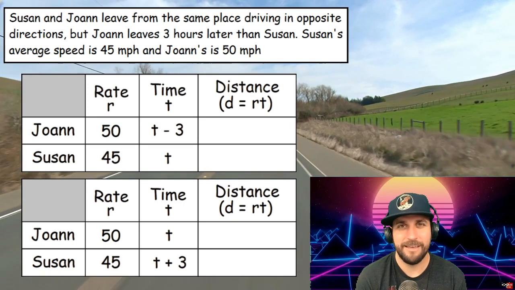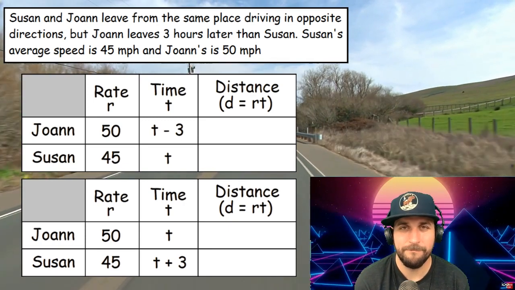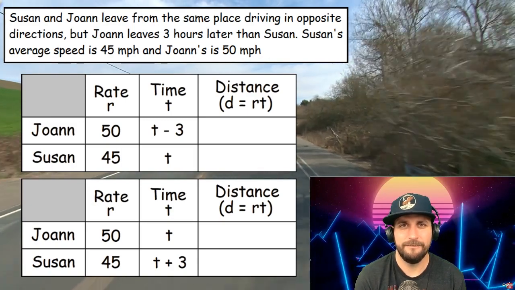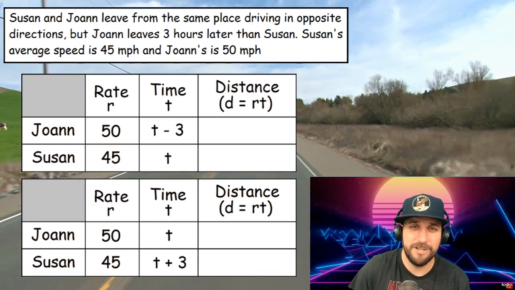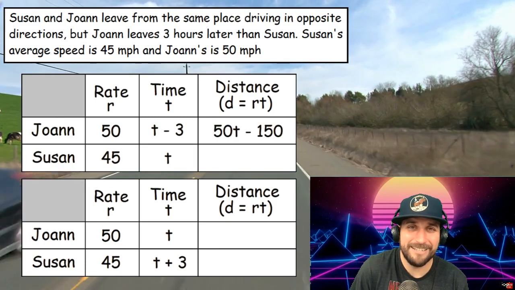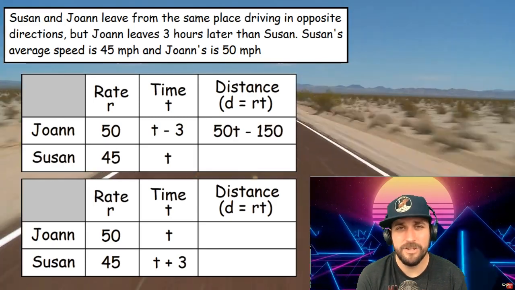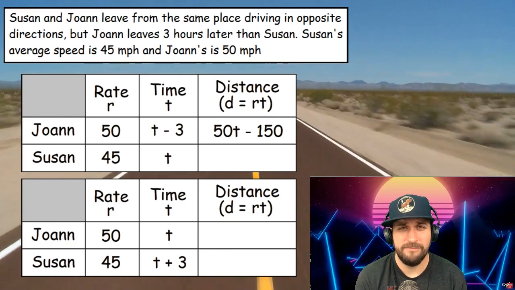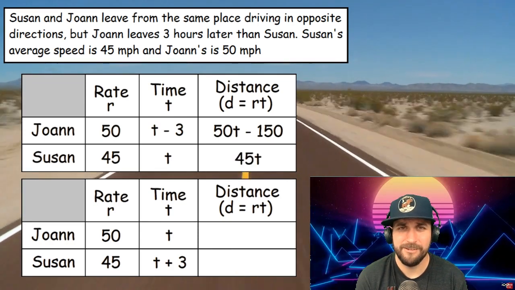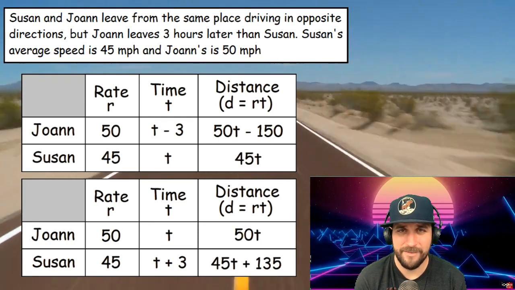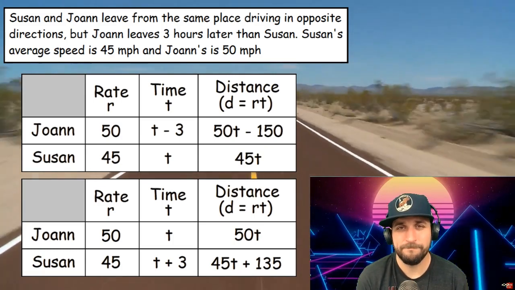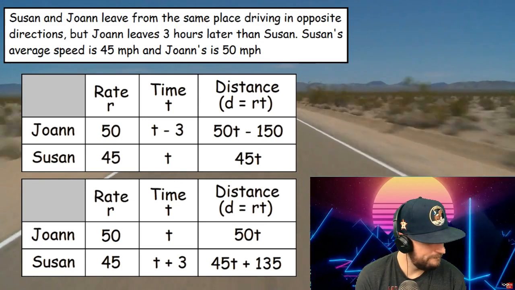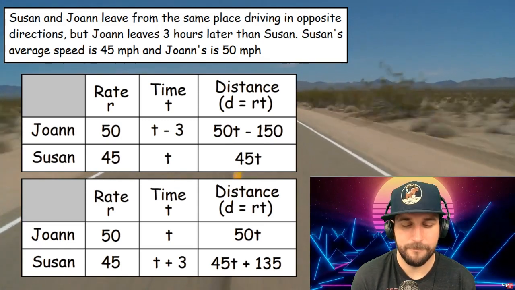So either way you want to think about it, I'll leave both tables up. So distance: 50 times x minus 3 for Joanne, so she went 50x minus 150. And Susan would have been 45x. And then the other table would have looked like that if you did it that way. So either table could be used to solve a problem. Okay. We good? We good.